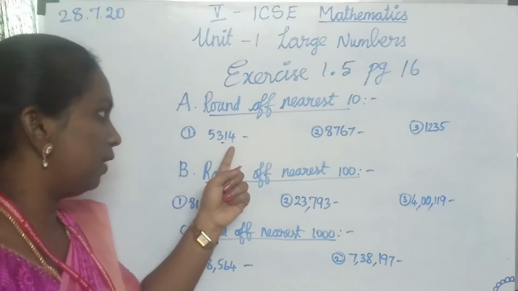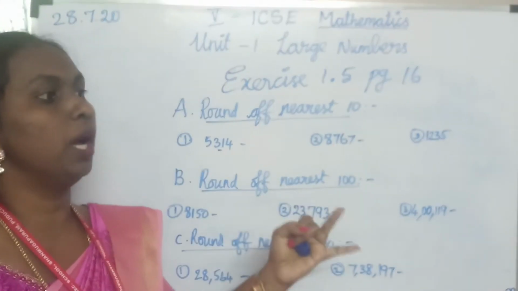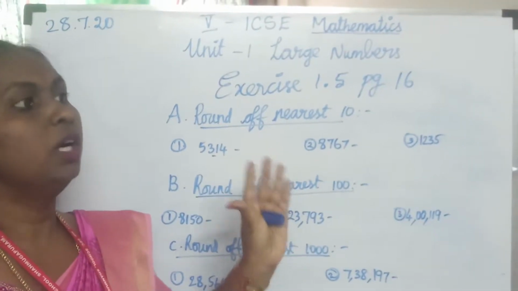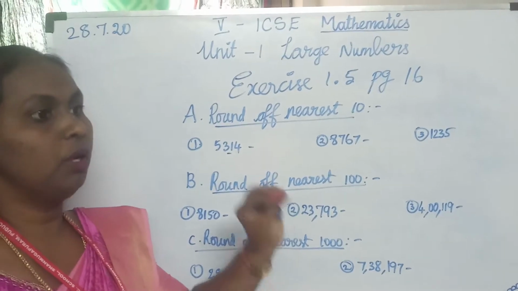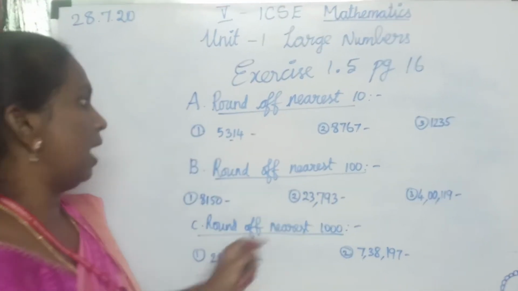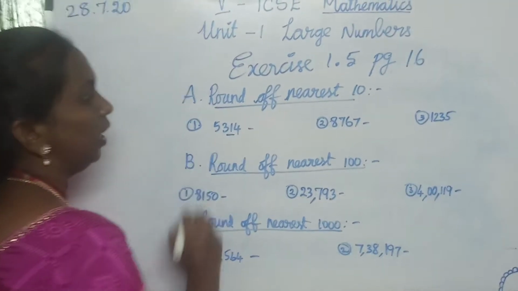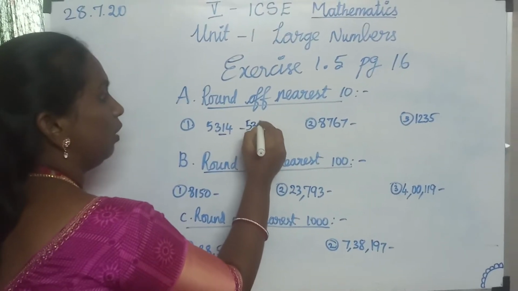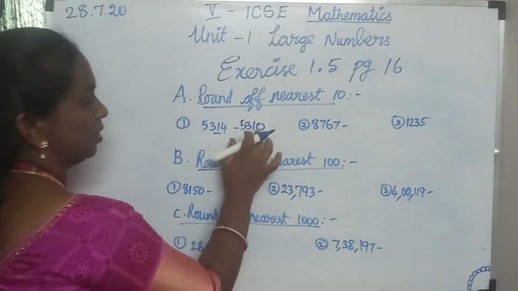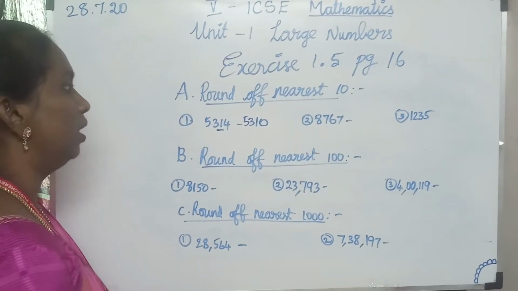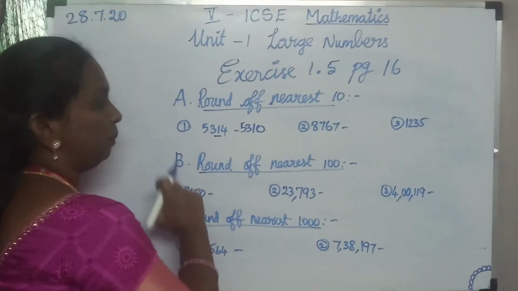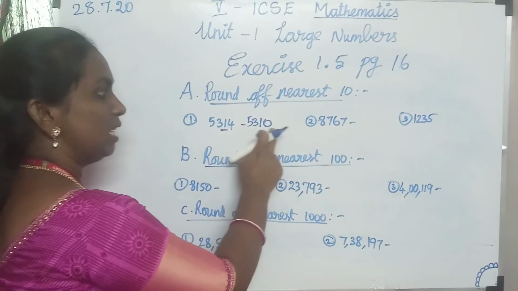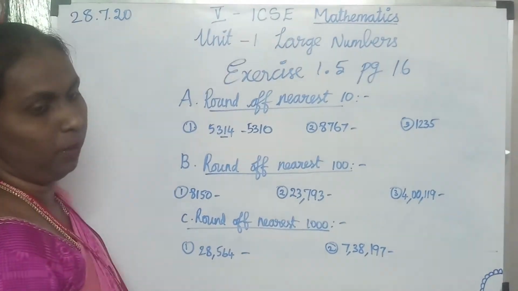The ones place value number, if it is 0, 1, 2, 3, 4, these 5 numbers, we have to keep the tens place value the same. We should not change the tens place value. Thus the number becomes 5, 3, 1, 0. That is the second thing we have to keep in mind. First thing is change the place value. Second thing is put the 0 in the ones place value.